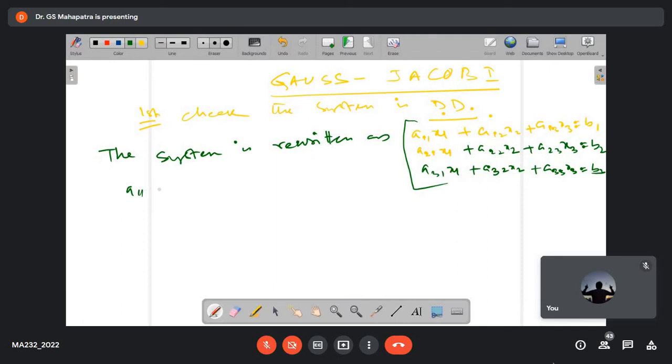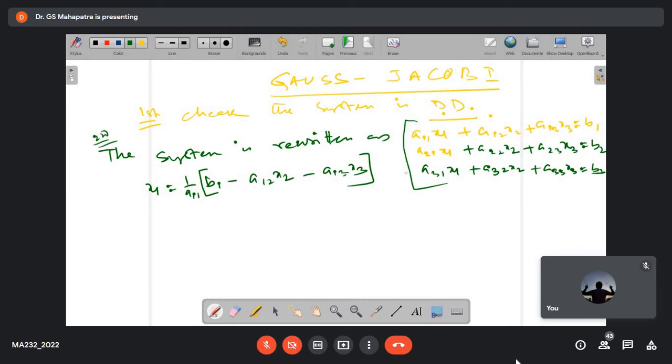a11 x1. Correct. So what will be the answer? That will be b1 minus a12 x2 minus a13 x3. So write down this one in that form: x1 equals 1 by a11 times that. In a similar way, you can write all this system of equations. This is the second one.